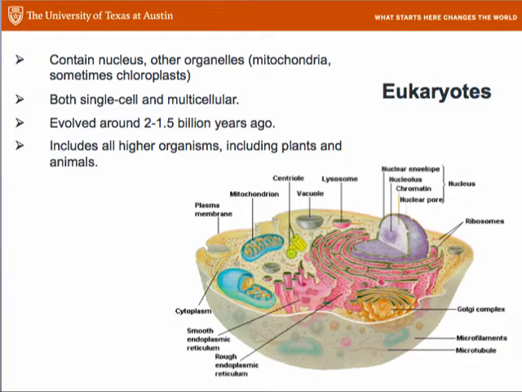Cells with a nucleus are called eukaryotes, and they're substantially more complex in both form and function. The first eukaryotes appeared about 2 billion years ago. And of course, the single-celled eukaryotes appeared first. So what does a eukaryote have that a prokaryote does not? Well, it has a nucleus and other organelles like mitochondria and sometimes chloroplasts. All higher order organisms are eukaryotes, including all plants and animals.